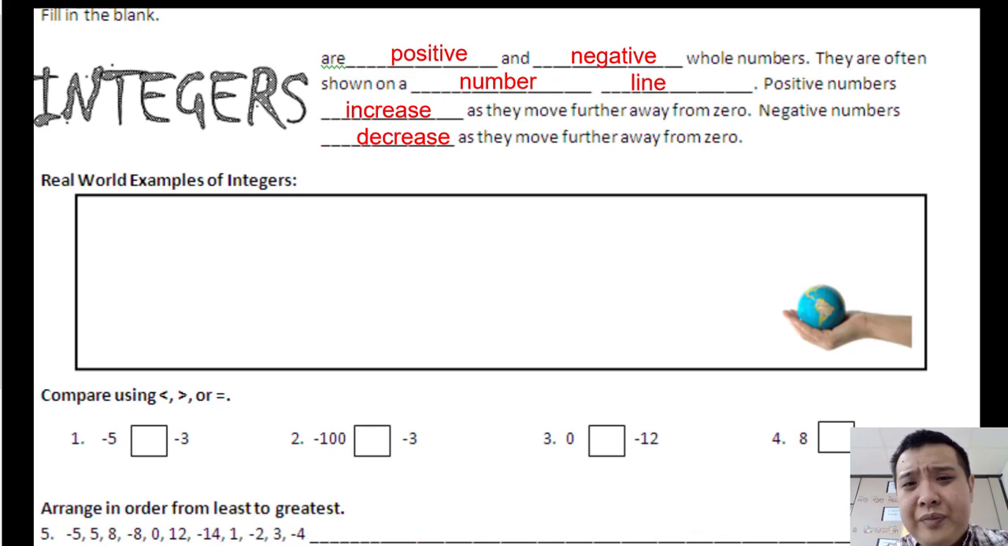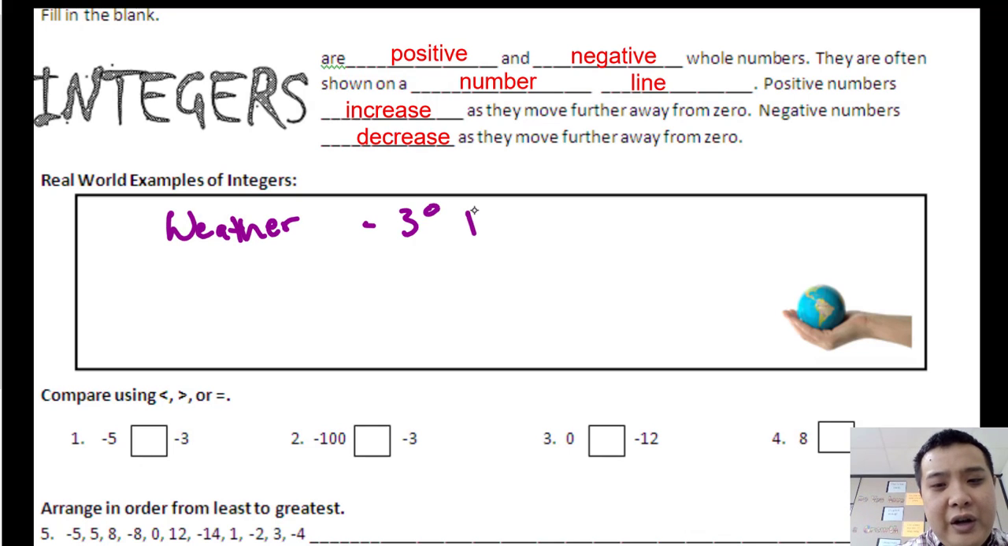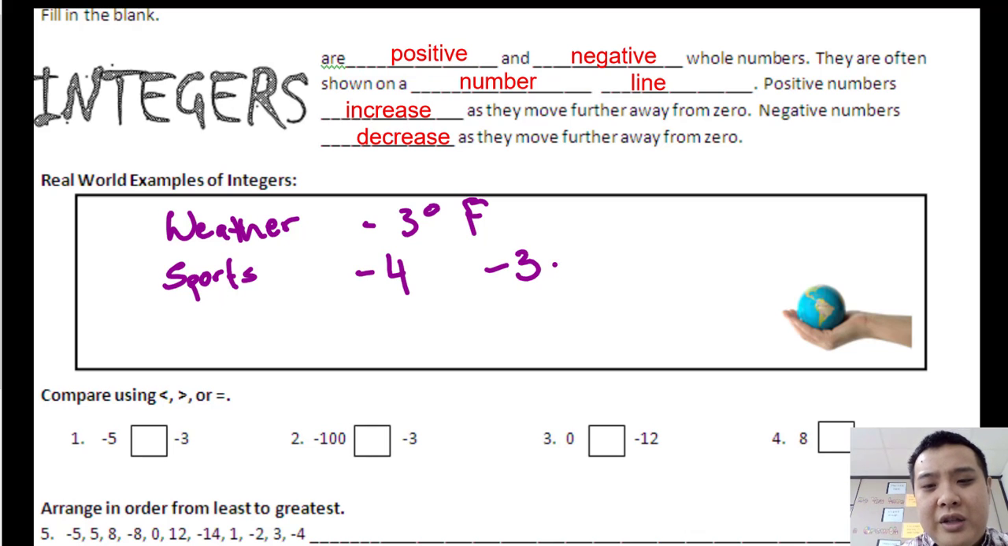Examples of integers. You can think about things like the weather. We have like -3 degrees Fahrenheit. So we're using positive and negative numbers to talk about the temperature in weather. In sports, such as golf, we have scores like 4 under par. Or in football, we have things like -3 yards on the play.